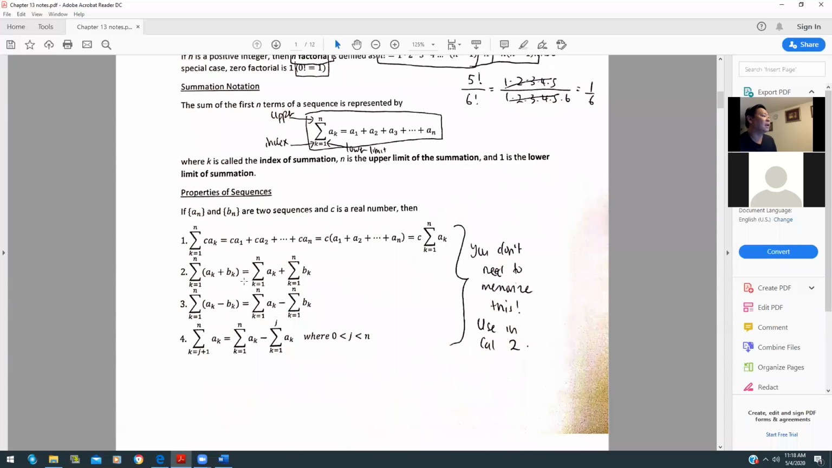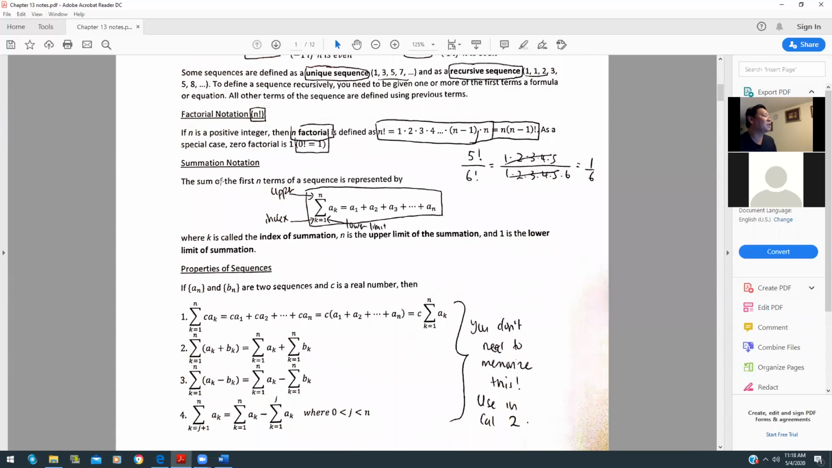Okay. The next one we talk about is summation notation. What is summation notation? A summation notation is where you are given a sequence and you keep on adding. This is your index k, the variable we use as an index. This one is your lower limit. The n is your upper limit. So if you have 1 to 5, it means you have to add 1, 2, 3, 4, 5. You have to add the first 5 terms in this case.